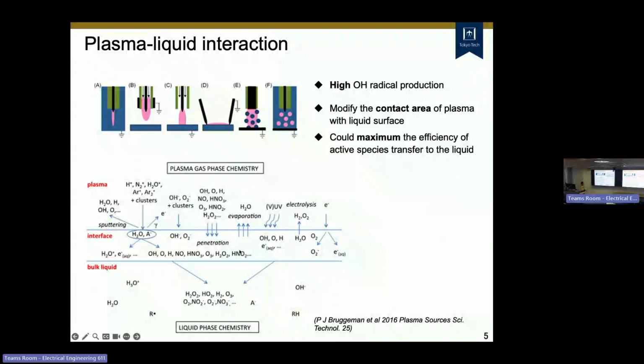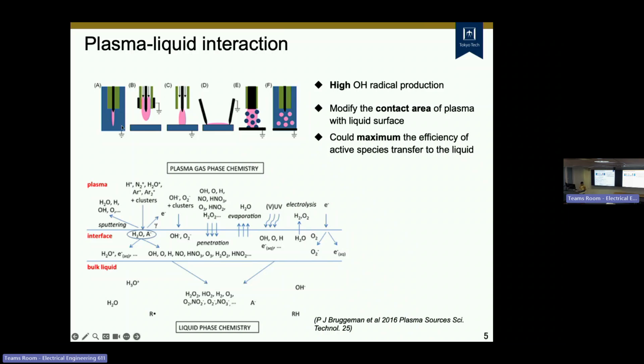So as I introduced on the previous page, we use plasma liquid interaction to produce a sulfonated carbon material. I will briefly introduce the types of plasma discharge with liquid and the RNS generation by this plasma liquid interaction. So we have several types of plasma liquid interaction. This one is plasma directly contacting the liquid, the third is plasma generated above the liquid, and this one is a multi-phase plasma discharge.